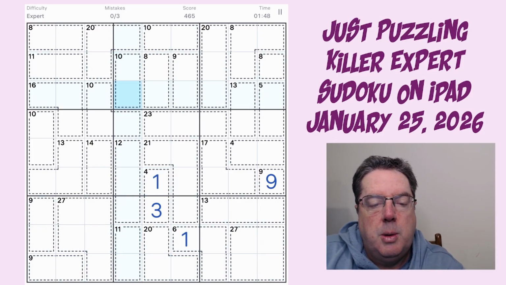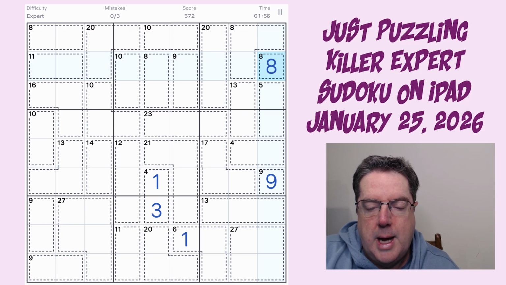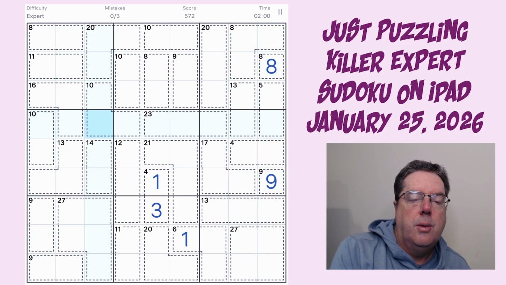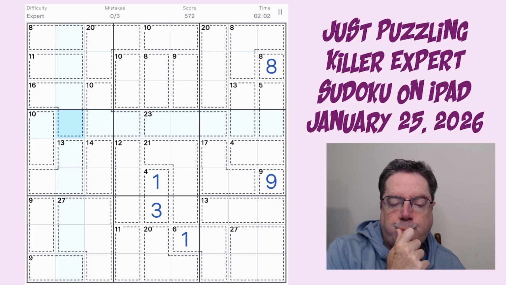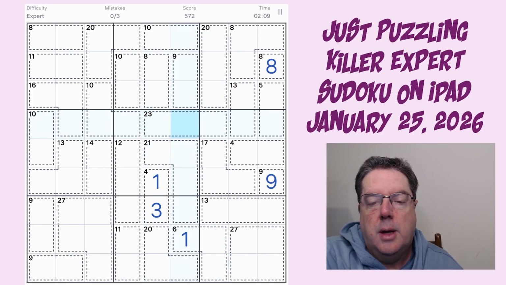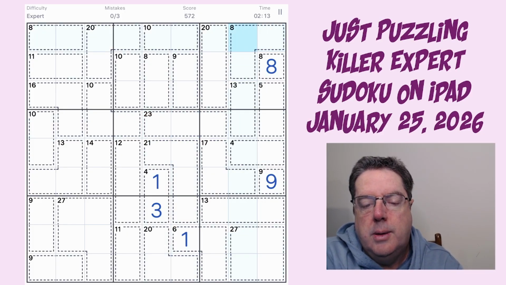Okay, so this is going to be 1 and 9 here, because 1 can't be in there with a 20, because it adds up to 19 for 2 numbers and that's just not possible. 8 there. So 1 and 3 here. 1's going to be across here somewhere. This 23 makes this a 9, 8 and 6, because they're the only numbers that can add up to 23.